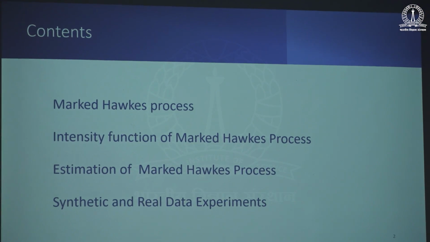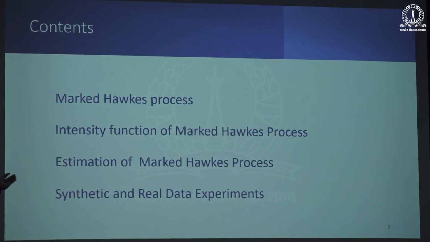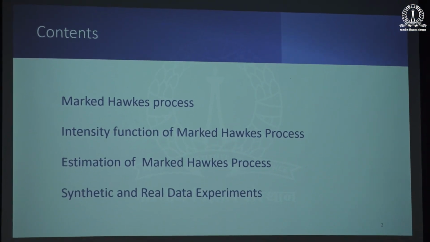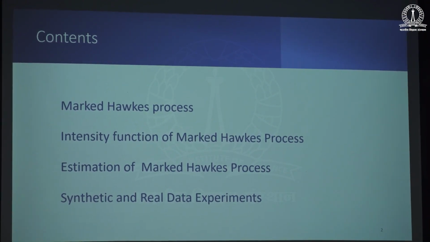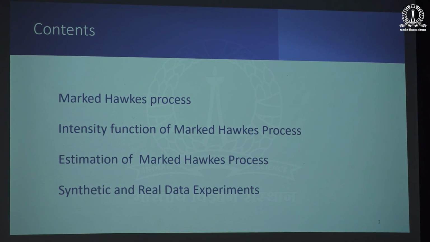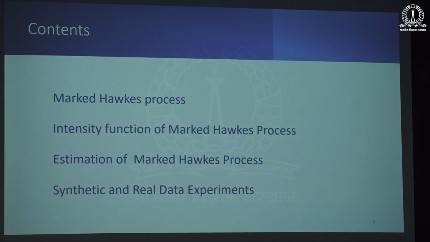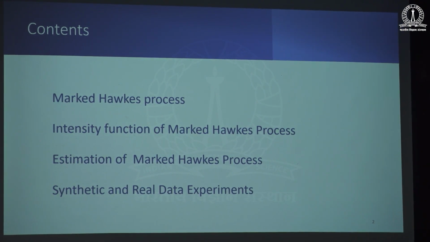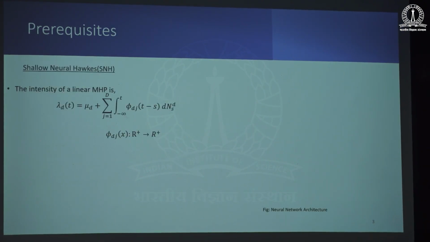First of all, I will talk about what a Hawkes process is. Then, as everyone said, in a Hawkes process the important thing is the intensity function. A Hawkes process is always defined by its intensity function, and our main task is the estimation of the marked Hawkes process, which I will come to later. And the last part is the application, which comes mostly in finance, with real data experiments. Some synthetic data I will also apply, so that I can verify whether my method works well or not. Okay, so before going to the marked Hawkes process, I'll just give you some prerequisites.